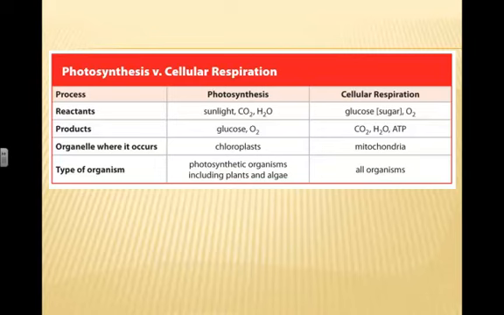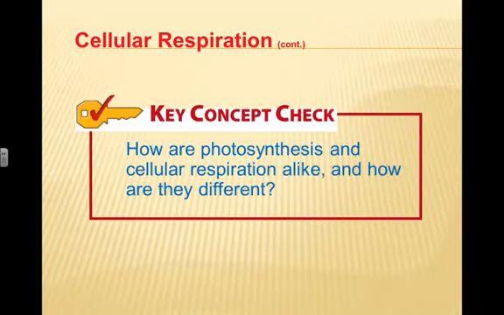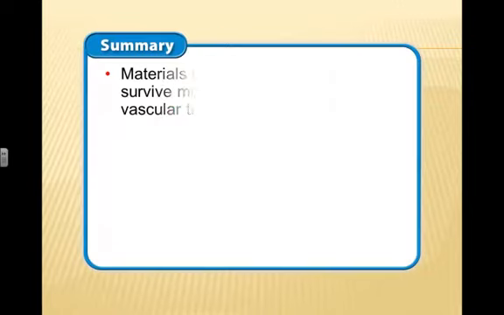Where it occurs is inside the organelle: photosynthesis, chloroplasts, and cellular respiration, the mitochondrion. And the type of organism: photosynthesis is going to be those things that are green, photosynthetic organisms, including plants and algae. And cellular respiration is going to be all organisms. So how are photosynthesis and cellular respiration alike, and how are they different?